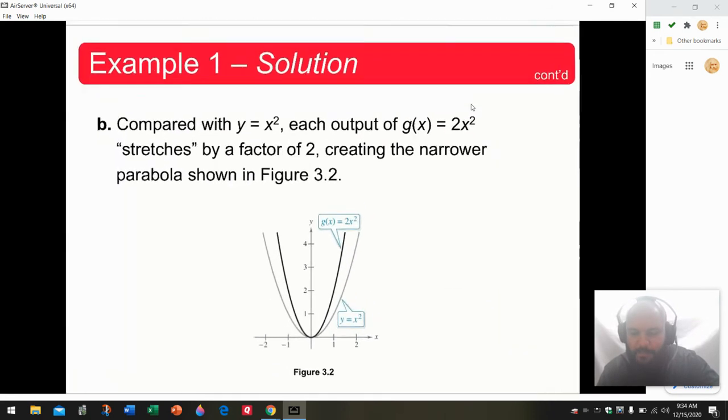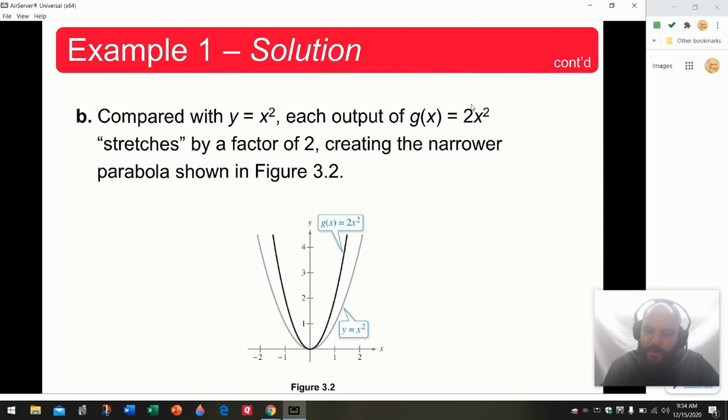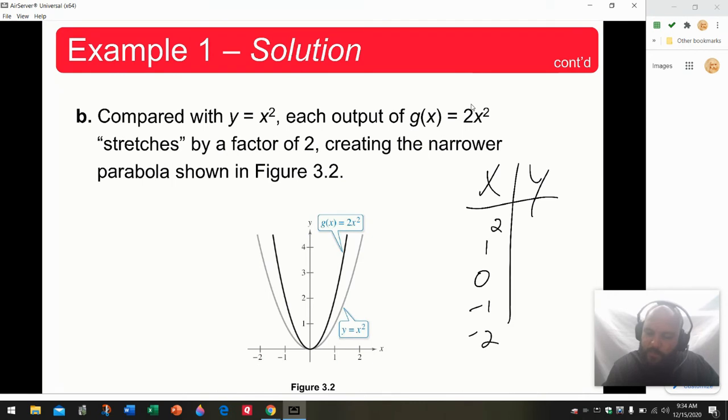Now, the same idea is going to happen with this one. If I go back, I'm going to draw that table here real quick again. 0, 1, and 2, -1, -2, 0, 1, 4, 1, and 4. So that would be the table of y equals x squared, which is the gray graph that you see right here. Now, if you put a 2 out in front of that x squared, it's going to multiply every single one of the y values over here. All of these y values are going to get multiplied by 2. So now we end up with 8, 2, 0, 2, and 8.